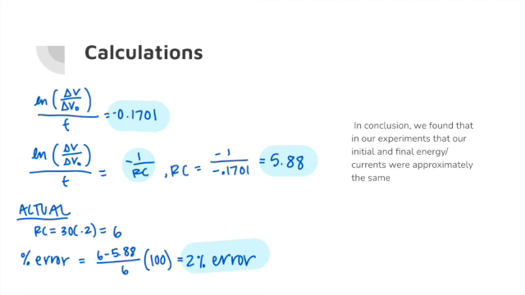I found the resistance times capacitance to equal 5.88 when it actually equals 6, so the percent error that I calculated was 2%. The possible sources of error could be due to resistance within batteries or capacitors or even human error. In conclusion, I found that in our experiments the initial and final energy and currents were approximately the same.